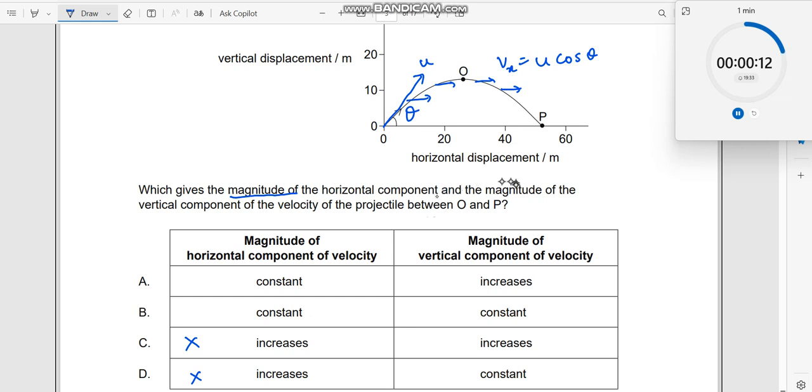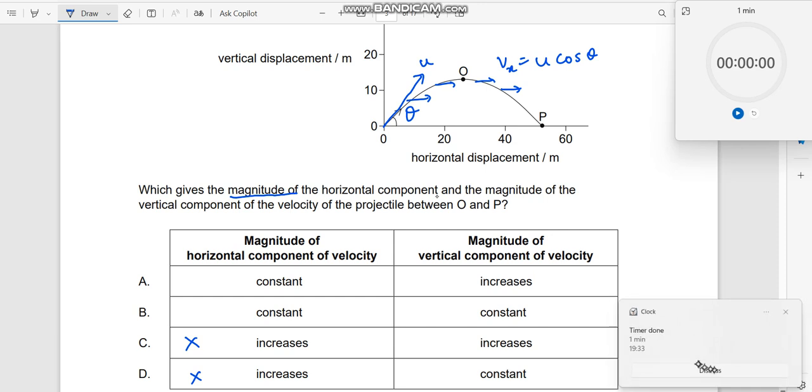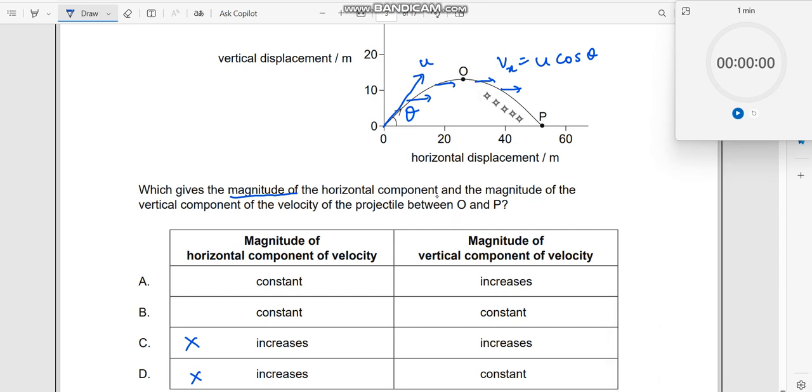Now, the magnitude of the vertical component of velocity. Between O and this point, the vertical component keeps on decreasing, and here it is 0. After that it keeps on increasing. What is being asked then? The velocity of the projectile between O and P. This is your O and this is your P.